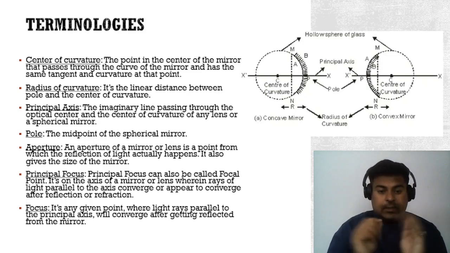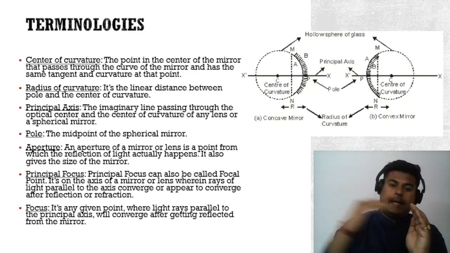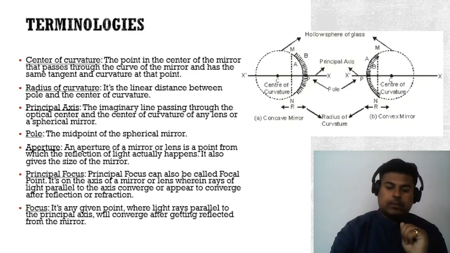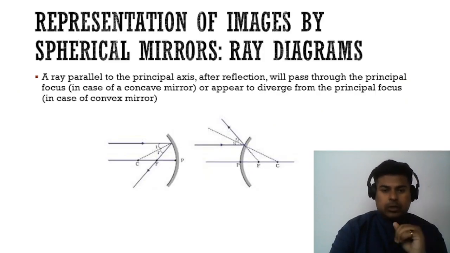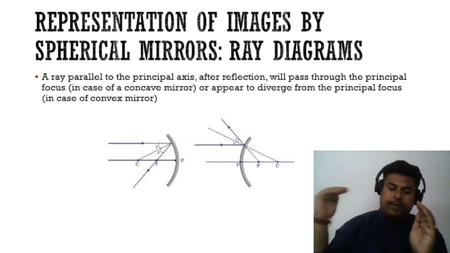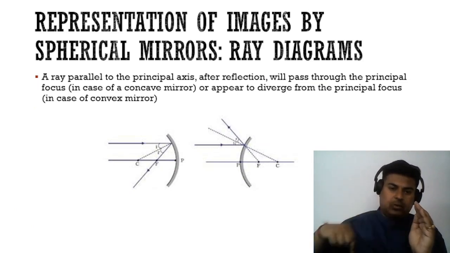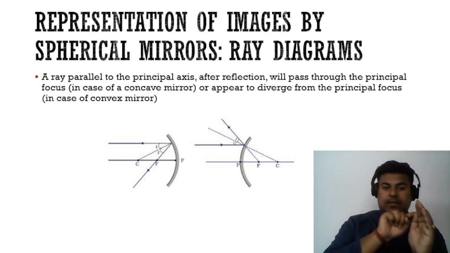Now what is focus? Light which is coming parallel to the principal axis, after reflection, will pass through a point. That point is called the focus. Now we'll move on to the rules. If a ray of light parallel to the principal axis is incident, after reflection it passes through the focus. If a ray of light passes through the focus, after reflection it passes parallel.